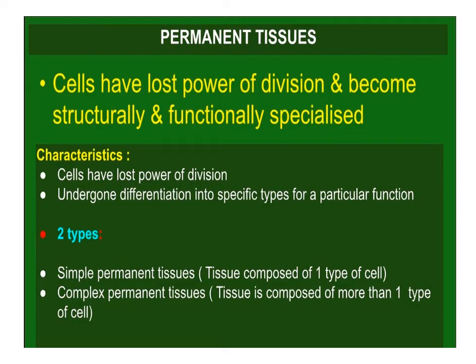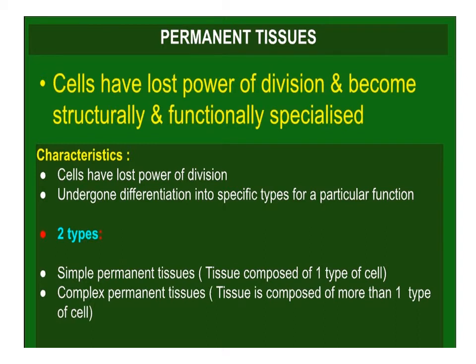Permanent tissues. Following division of cells in both primary and secondary meristem, the newly formed cells become structurally and functionally specialized and lose the ability to divide. Such cells are termed permanent or mature cells and constitute the permanent tissues. The characteristics are that the cell has lost the power of division. They have undergone differentiation into special types for particular functions.